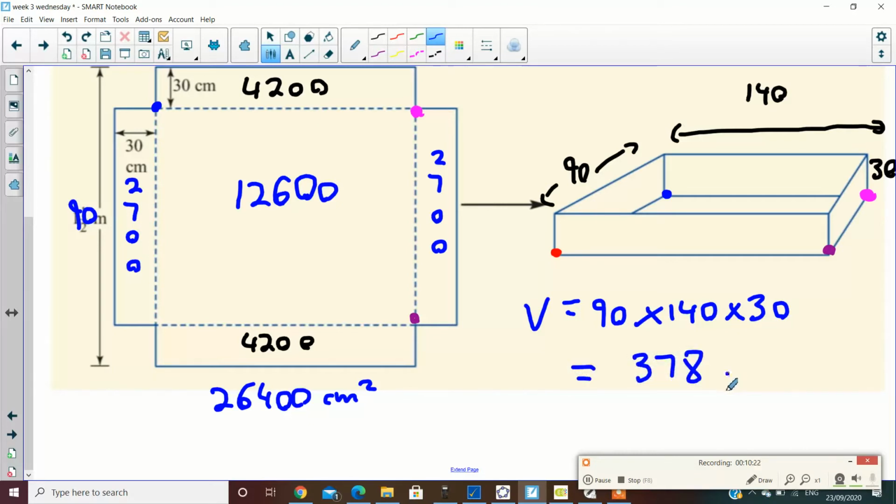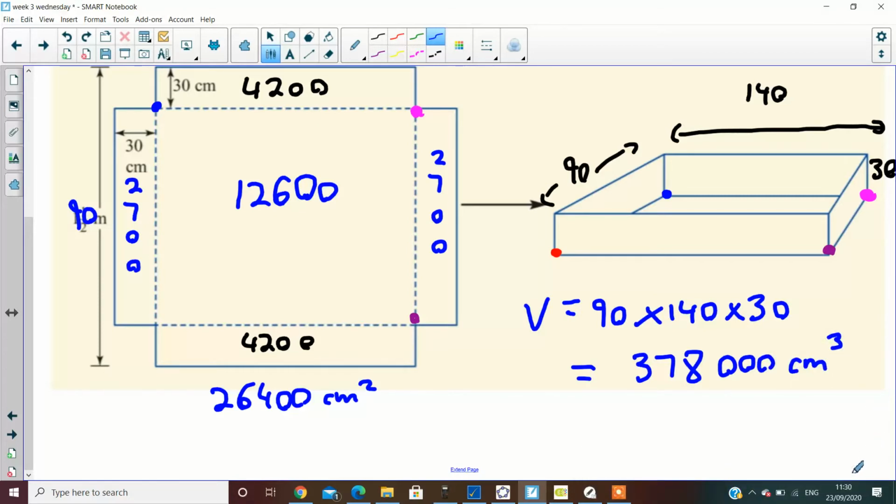378,000. Okay, now this is easy. When you order a litre of anything at the shops, a litre is 1,000 centimeters cubed. So simply divide by 1,000 and you can turn it straight into litres, no bother. So how many litres do we get? 378 litres.